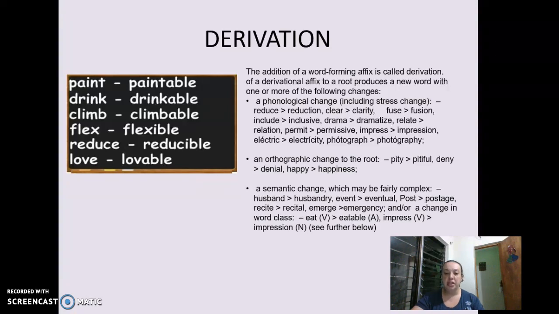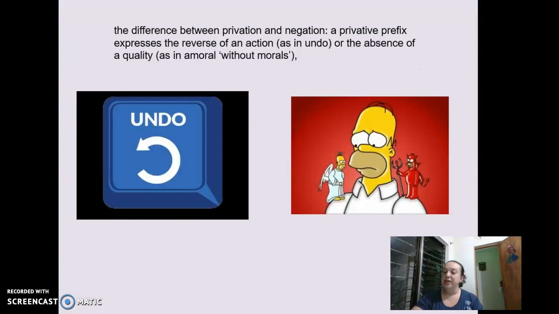And semantic change is very complex. For example, husband, husbandry, event, eventual, emergence, etc.